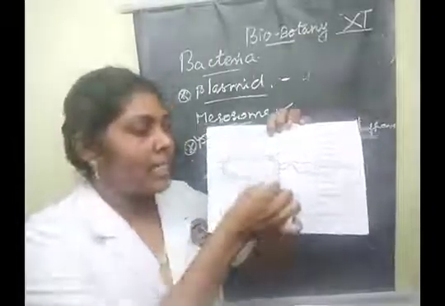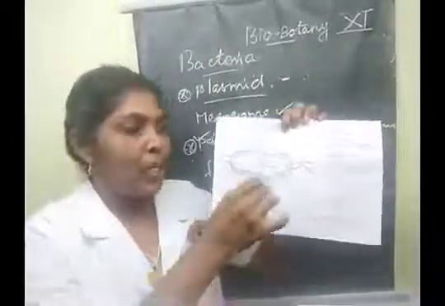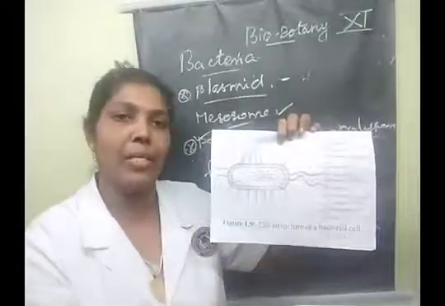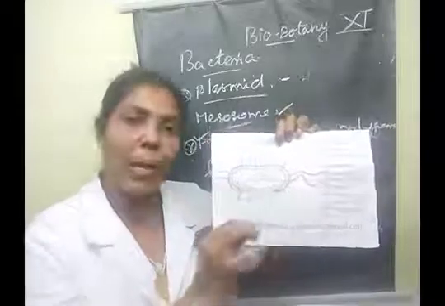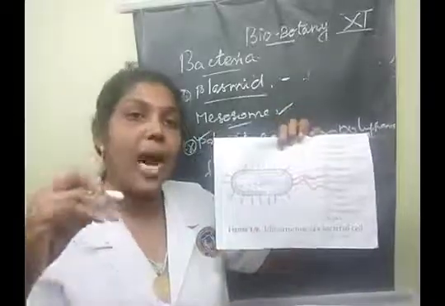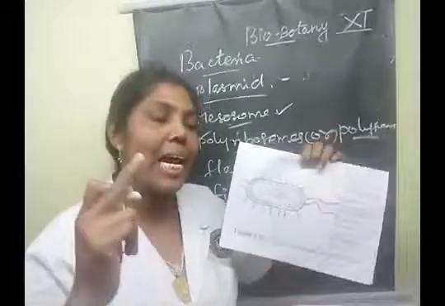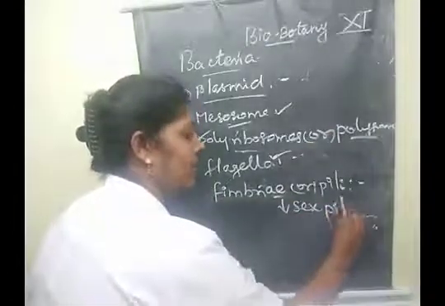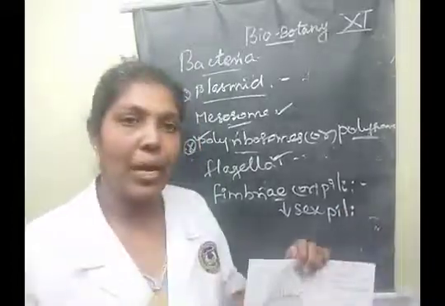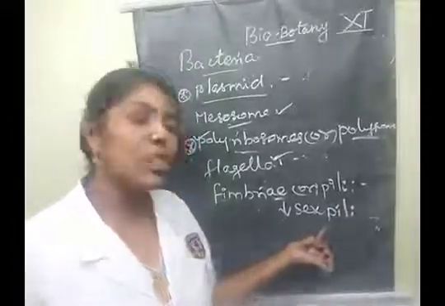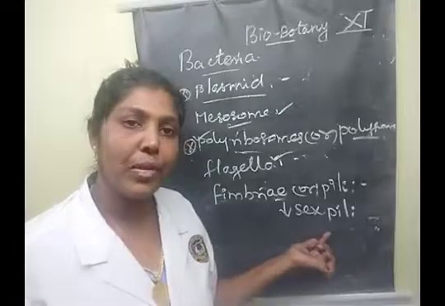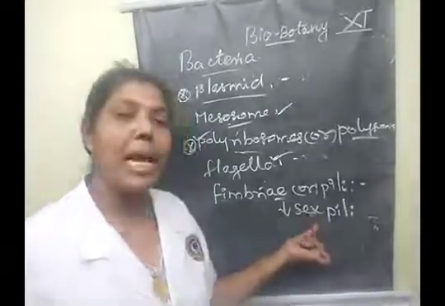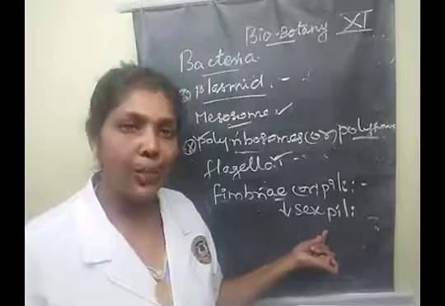This is the normal pili. In addition, in certain bacterial cells, besides the normal pili, they produce another type of pili called sex pili. What is the use of sex pili? All of you listen. Sex pili help in conjugation.